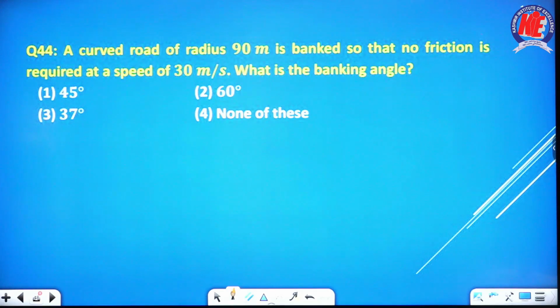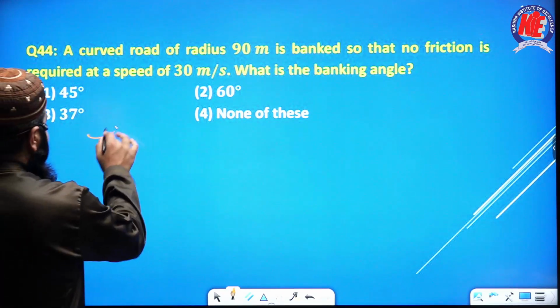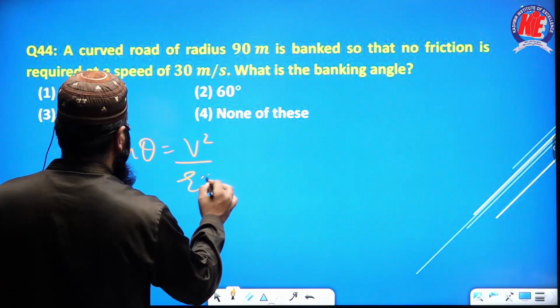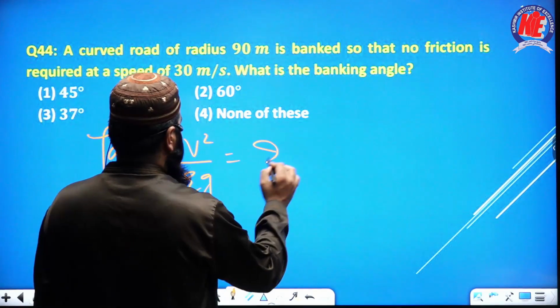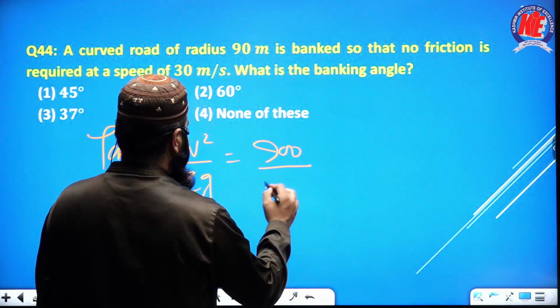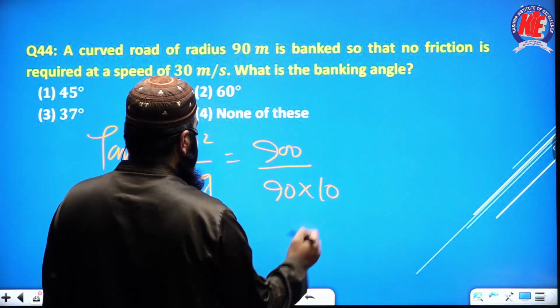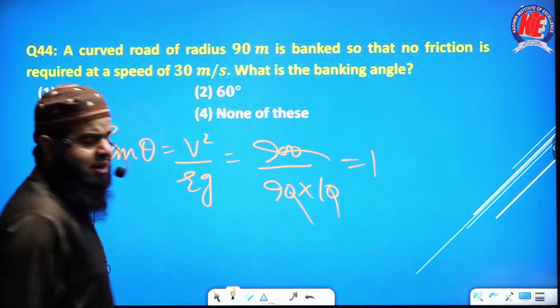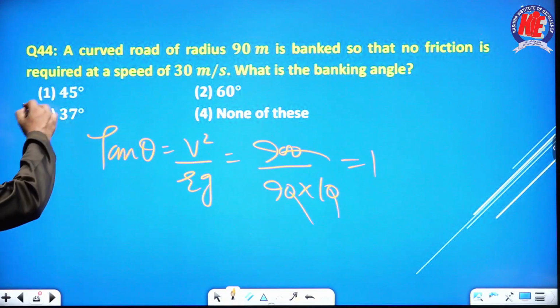Next one. A curved road of radius 90 meter is banked so that no friction is required at a speed of 30 meter per second. What is the banking angle? For banking angle, the expression is tan theta is equal to v square by rg. The v is given as 30, its square will be 900. The radius is 90. g is 10. I can say bye bye to those zeros, 9 by 9 is 1. The tan function has value 1 at 45 degrees.